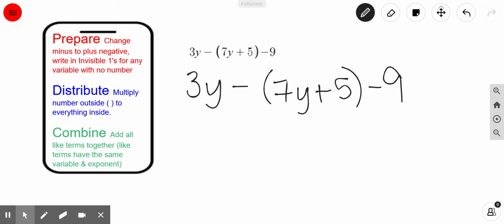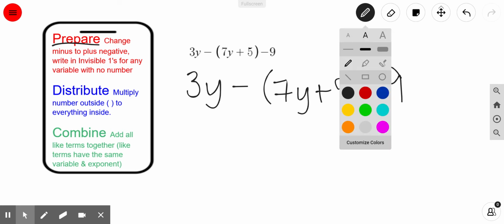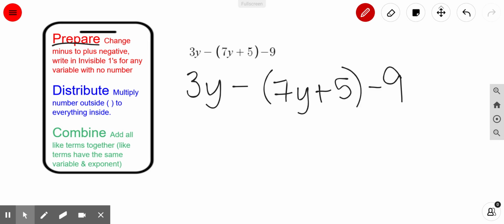So prepare means to change the minus to plus and negative, and then write in invisible ones for any variable with no number. So I'm going to change all the minuses to plus and negative, and write any invisible ones in front of variables with no numbers. Here are my variables, then letters. They both have numbers, so I don't need to do that. But I actually do have an invisible one here. Do you notice that there's nothing in front of this parenthesis? So that means there's an invisible one in front of that parenthesis.